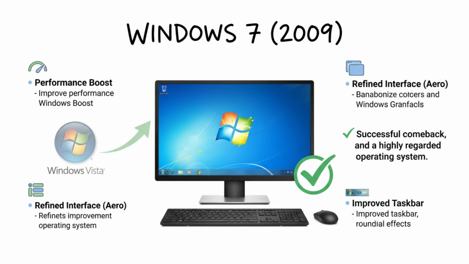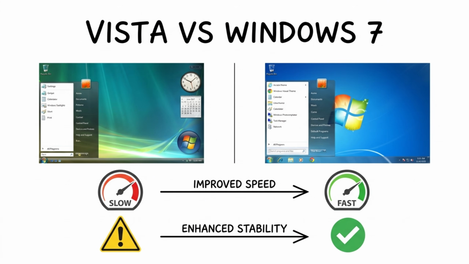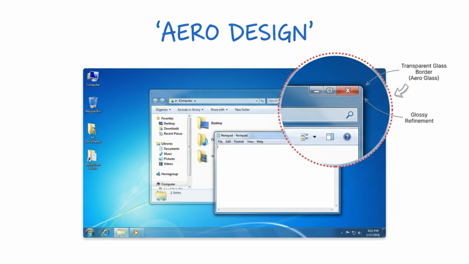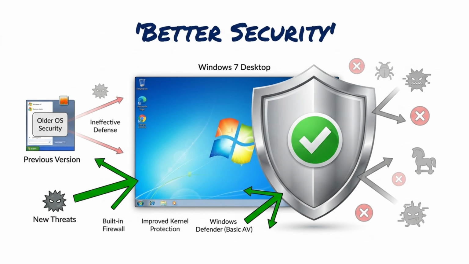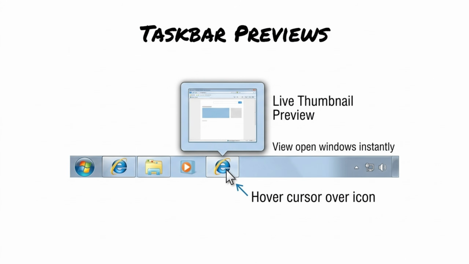Number 9. Windows 7, 2009. After Vista's disaster, Microsoft needed a win. Windows 7 was that win. It took everything good from Vista, the Aero look, the security, and fixed the lag. It ran smoothly on older hardware. Plus, it added the taskbar previews.